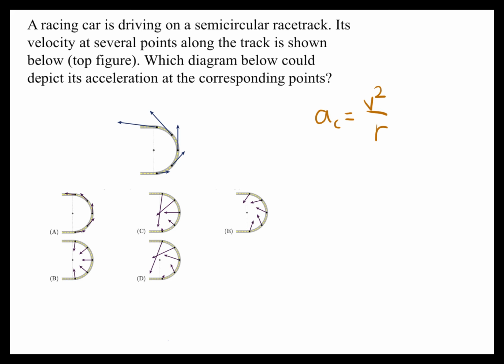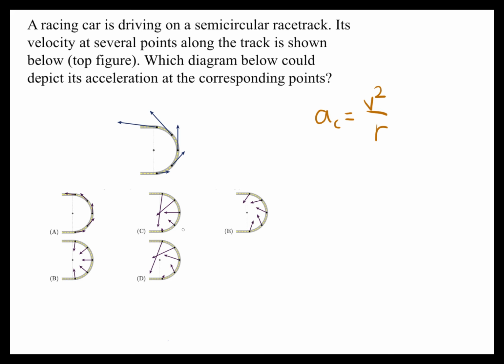So we can also get rid of B, because the only acceleration in B is the centripetal acceleration. So there's no tangential acceleration that's allowing it to speed up along the circle. So the acceleration must have a tangential component, tangent to the circle, for the race car to be accelerating.